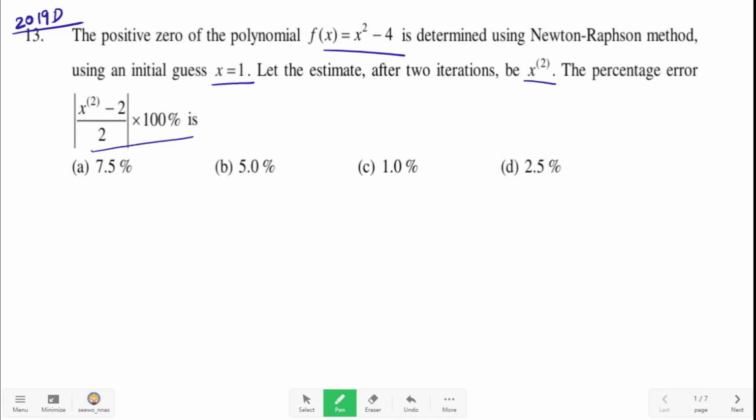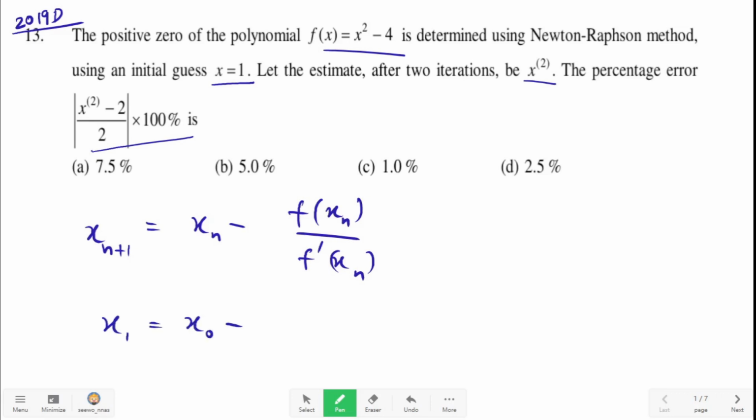The Newton-Raphson iteration formula says x_{n+1} = x_n − f(x_n)/f'(x_n). This is the Newton-Raphson iteration formula. So after the first iteration, we will get x1 = x0 − f(x0)/f'(x0).